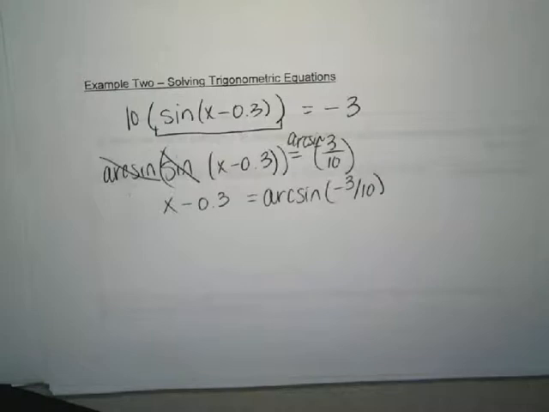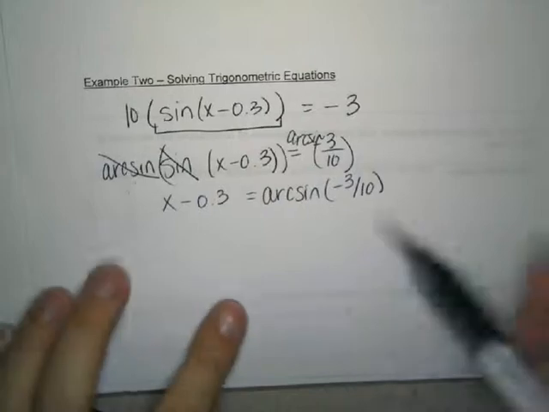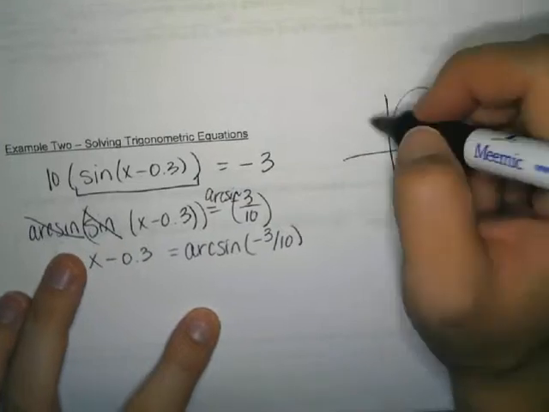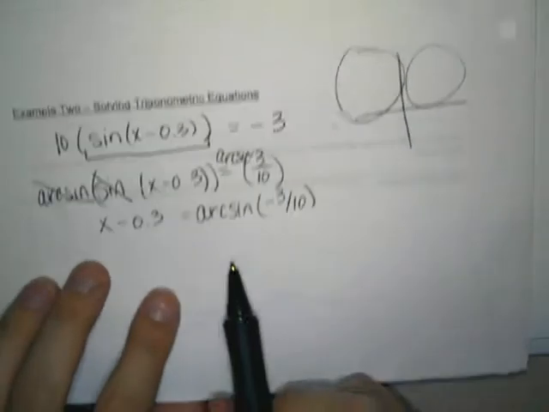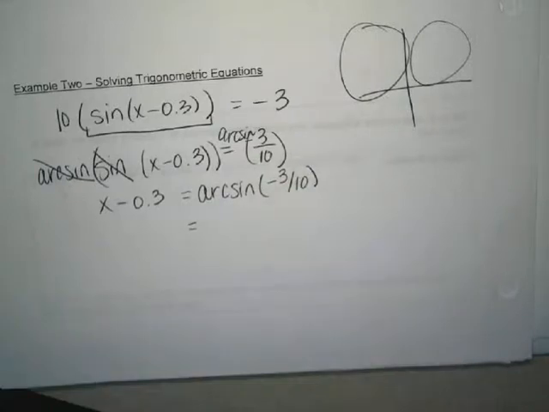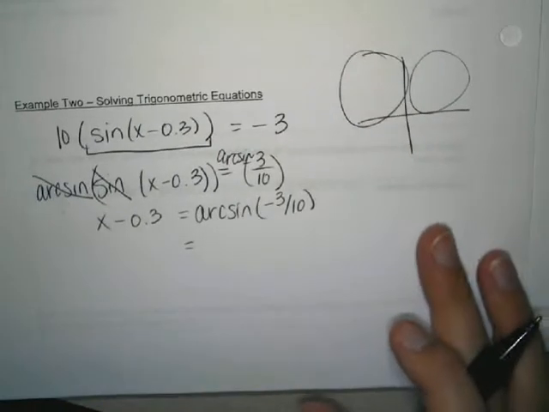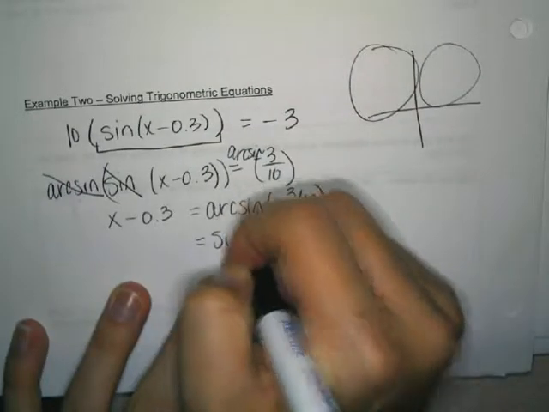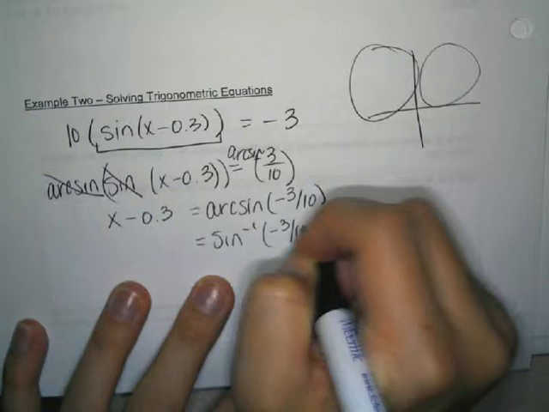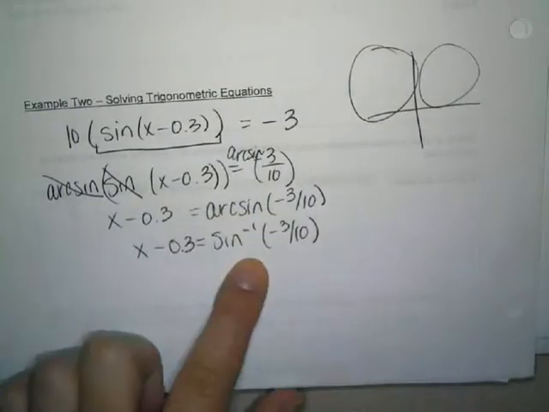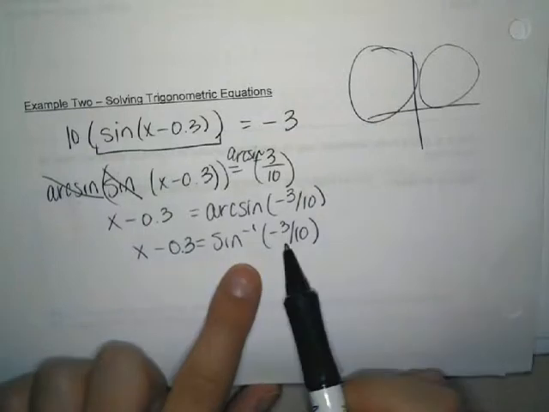Okay. The first solution we're going to write as just sine to the negative 1 of negative 3/10. That's going to get my answer, this sine to the negative 1 of negative 3/10. If I was to punch that out, that would get me my answer in my first quadrant. And then we're going to have to do something here with that. To get x by itself, what do I do? Add 0.3. So I'm going to have sine to the negative 1 of negative 3/10 plus 0.3.